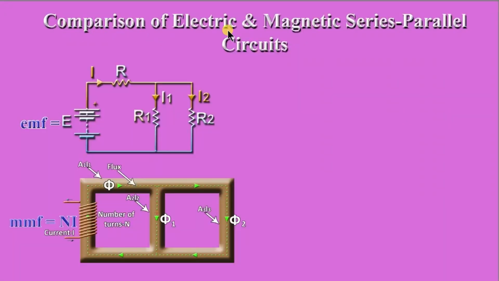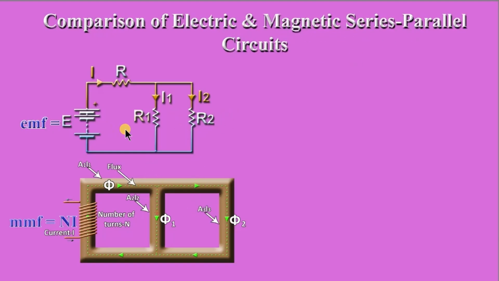Before going into detailed explanations and problems, it will be better to note the formulas we have studied about magnetic circuits on a piece of paper and keep it aside, so that it will be helpful for reference. Comparison of electric and magnetic series parallel circuits.